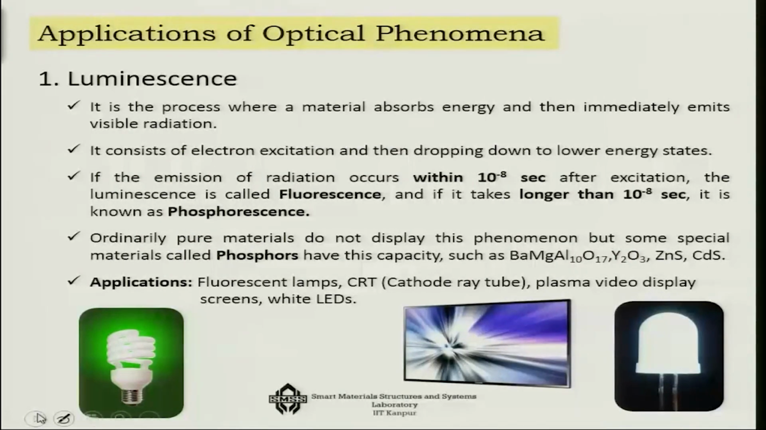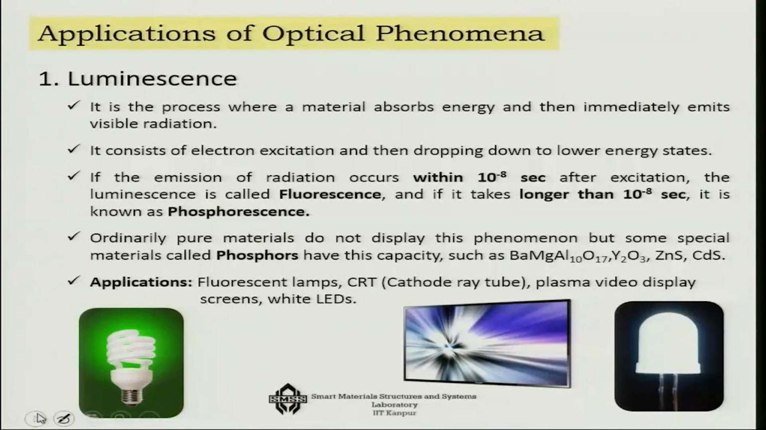Now I told you that material absorbs energy, and when it absorbs the energy, electrons go to a higher energy state. But it cannot sustain the higher energy state because it has to come down for the minimization of energy. So it will actually emit the energy back and come down to the low energy state.